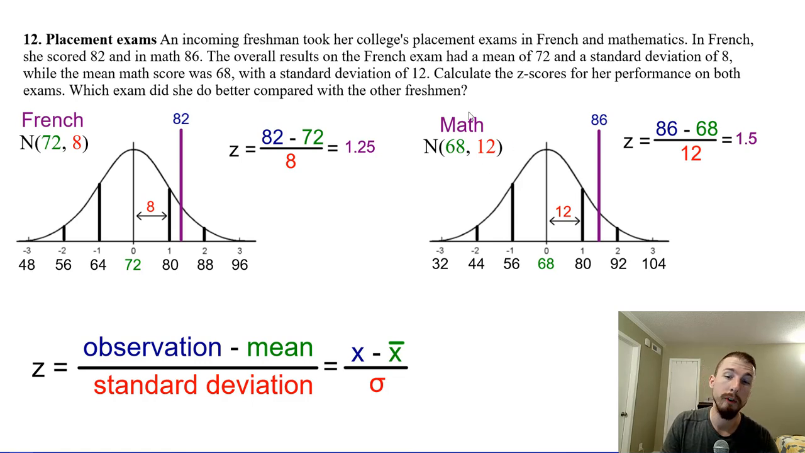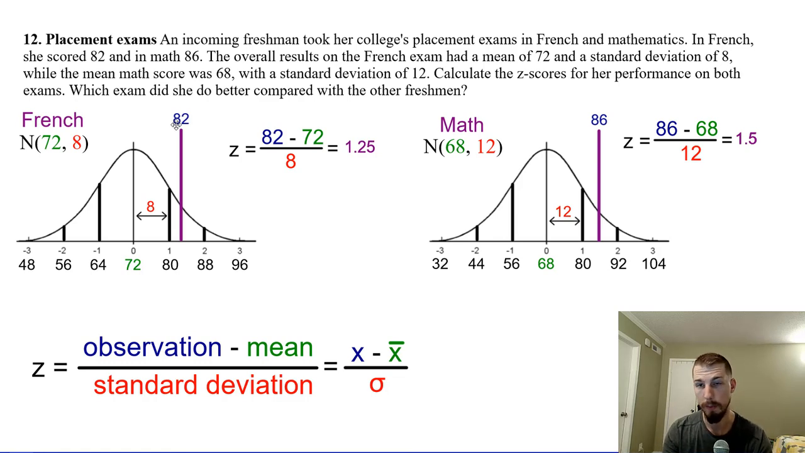All right, then for math, she was 86 minus 68, which is going to be 18 divided by 12, which is 1.5. So she was 1.5 standard deviations above the mean for the math score. So which one was more impressive? Which one was a more unusual score? Her French score or her math score? And it's not just her math score because 86 is better than 82. That's not how this works, right?